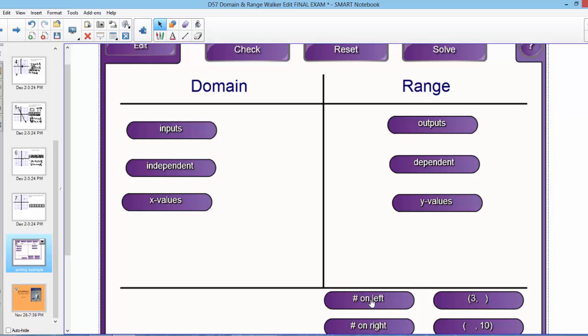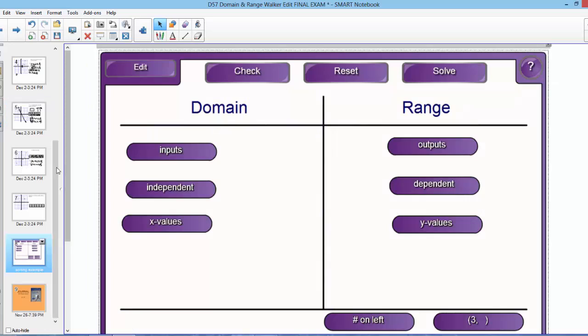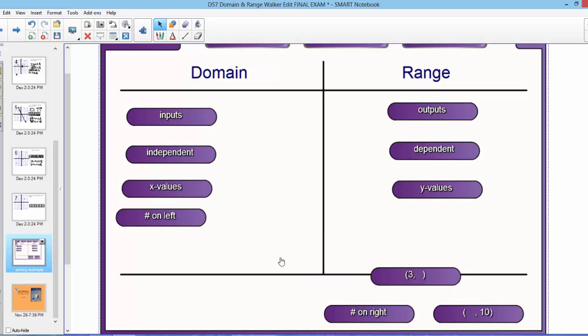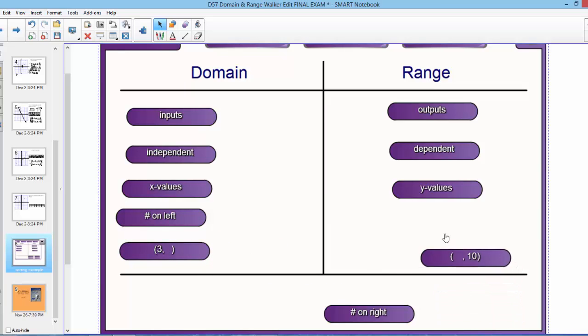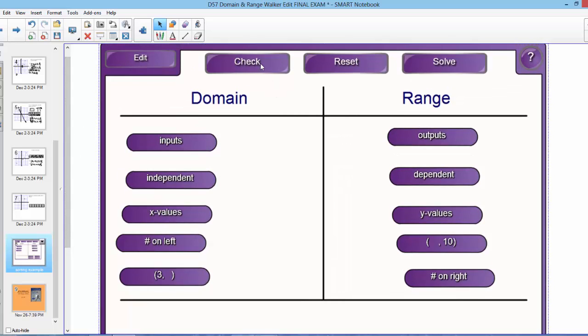Now the number on the left, meaning in our ordered pair, like this one right here, is a domain or range. Well, as I wrote earlier, x, y, the number on the left will represent the x value, as well as this one, the 3 on the left. And then this will be 10, and finally, number on the right. And just to make sure we didn't get any wrong, good.